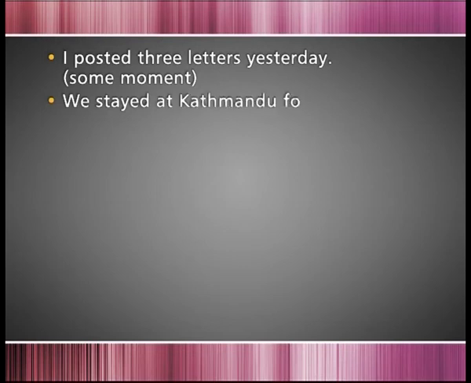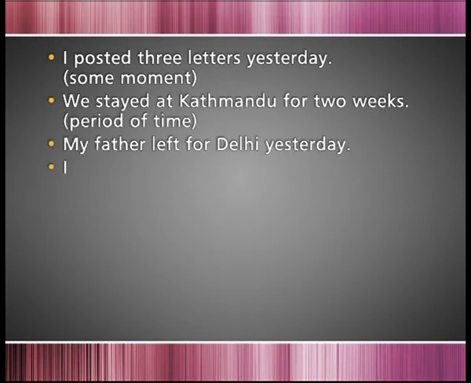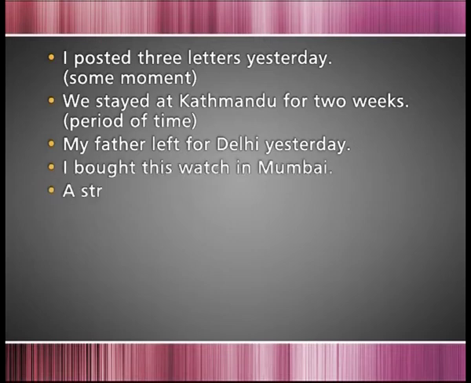E. It is used to express actions that took place sometime in the past and are over now. These actions might have occurred at some moment or might have taken a period of time, but they do not have any connection with the present time. For example, I posted 3 letters yesterday. Some moment. We stayed at Kathmandu for 2 weeks. Period of time. My father left for Delhi yesterday. I bought this watch in Mumbai.